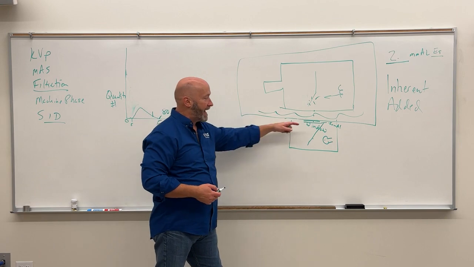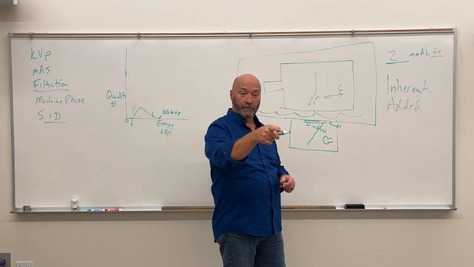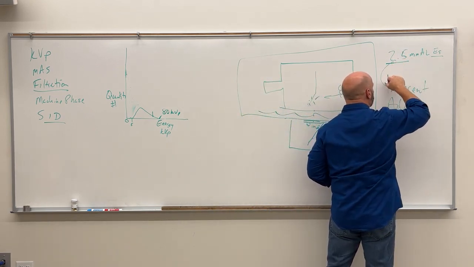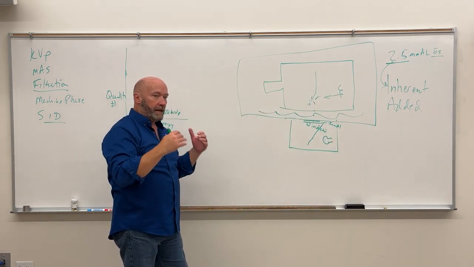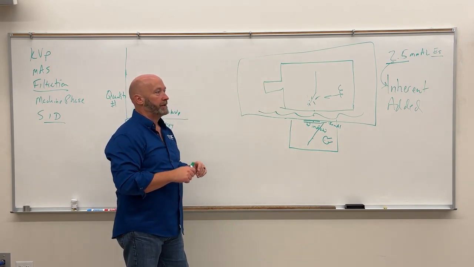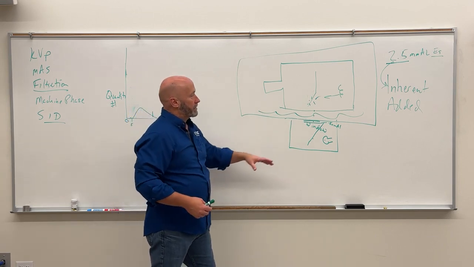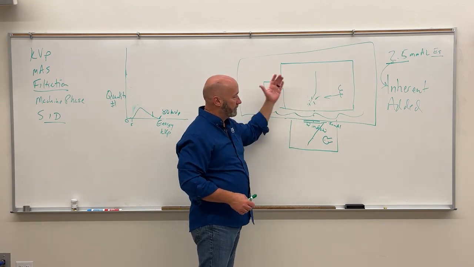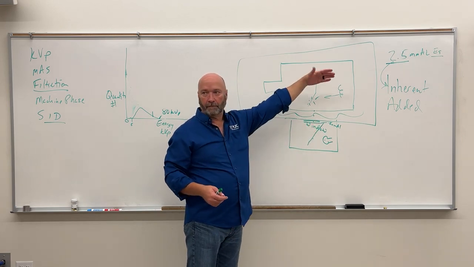Okay? Now, is that added filtration? Yeah, but it only gets us to the 2.5. So we can't legally shoot it until we add that, so that is still inherent filtration for our purposes. Okay? Anything that gets us to 2.5 millimeters of aluminum is inherent filtration. You might see some different things in different textbooks. Some of your textbooks may say just envelope. Some of your textbooks may say everything, including the mirror, but not anything above that, right?